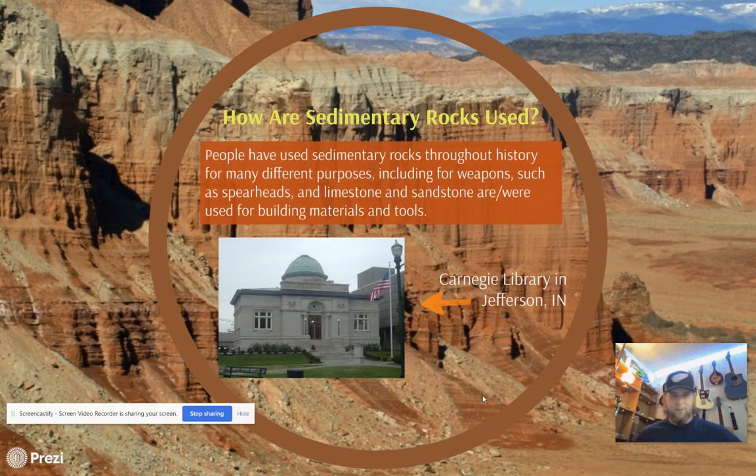And so this is just an example of the Carnegie Library in Jefferson, Indiana. If you went there and once again ran your hand against that wall, you'd find limestone, which is a really sturdy rock, a really hard rock. And that's one of the things about these rocks. Since they've been cemented and compacted, they're usually pretty hard and pretty dense.